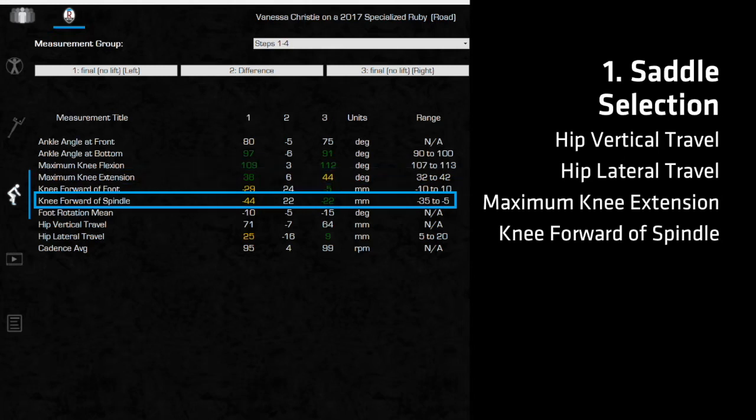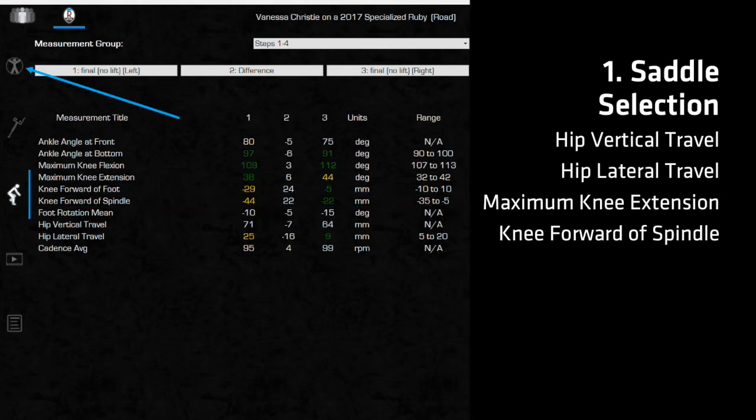If the rider is not sitting squarely on an unsupportive saddle, she could also show significant asymmetry in knee forward of spindle. This rider is displaying asymmetries across many fields. So how do we know if it's the saddle or something else? Refer back to the pre-fit assessment to find the answers in the rider's structures and ranges of motion.